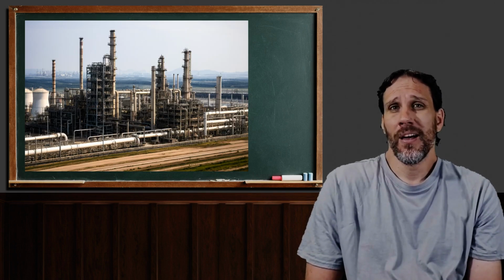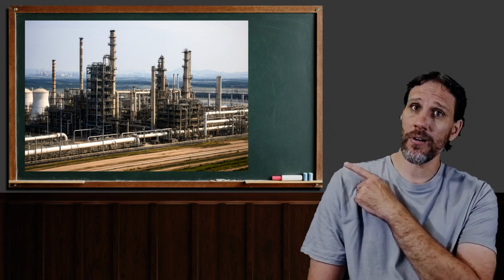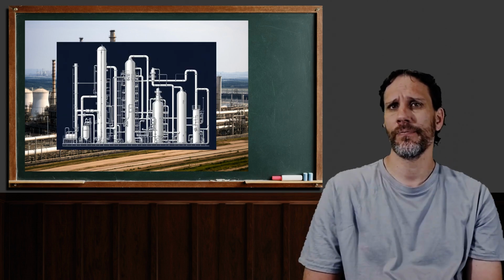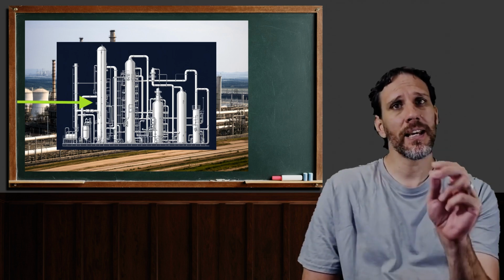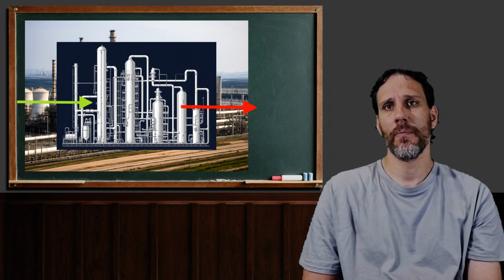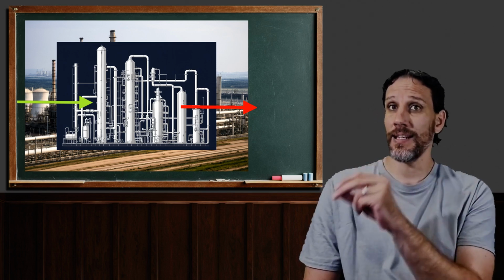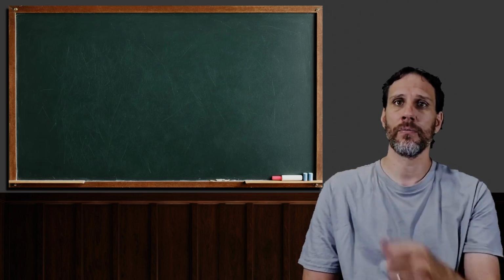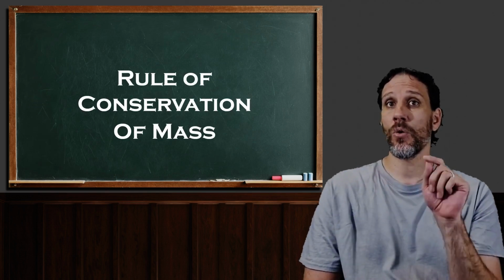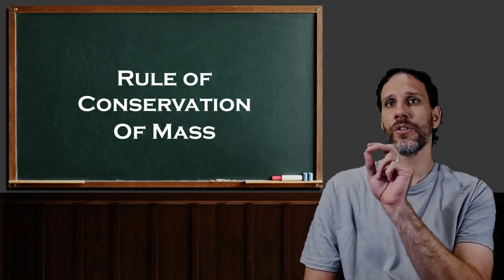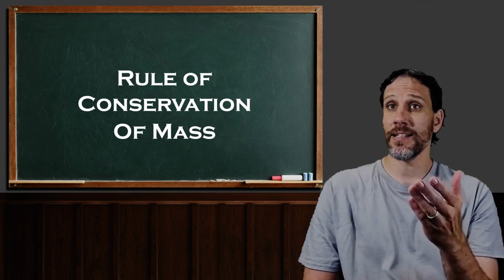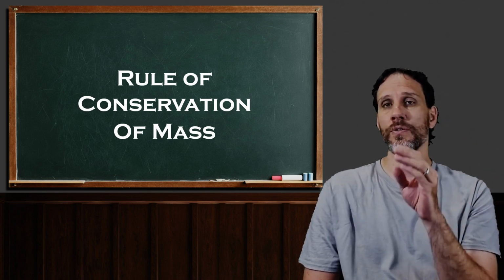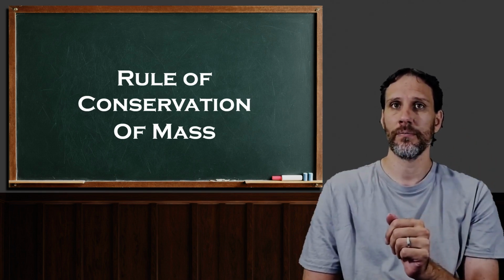I know, a chemical plant like this one can look pretty complex and intimidating when you first see it. But don't worry, the same idea still applies. If the plant is at steady state, what's flowing in must equal what's flowing out. Chemical engineers call this the rule of conservation of mass. And it states mass is neither created nor destroyed, only transferred from one form to another.